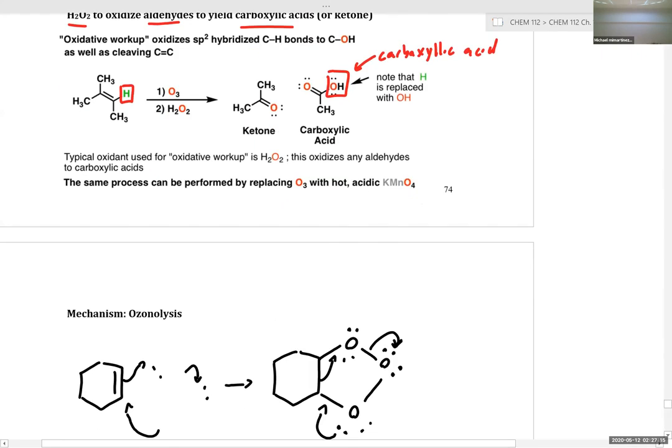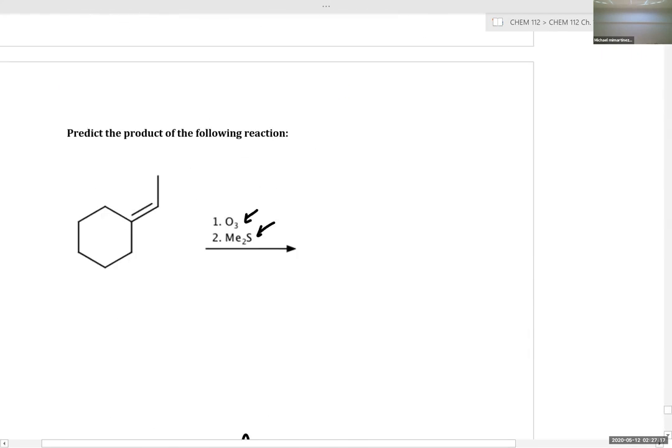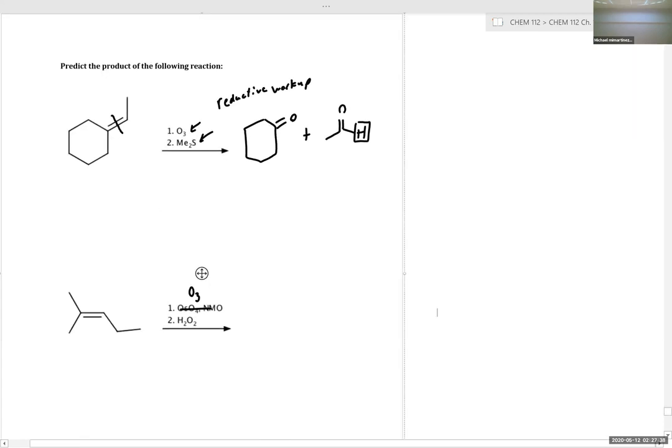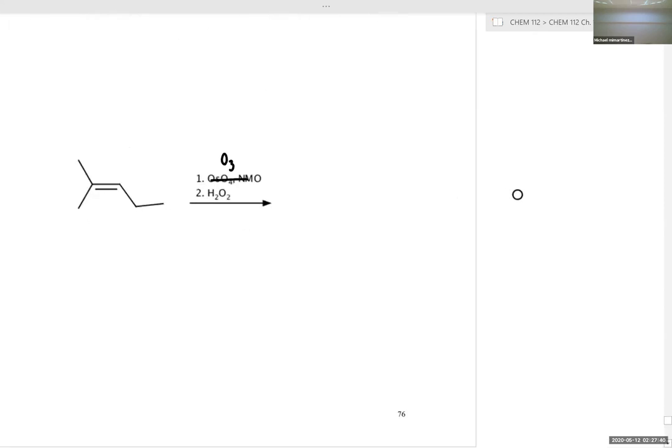Okay, so we're going to generate aldehyde and ketone products. So we're going to cleave our alkene, and we're going to generate a mixture of a ketone and an aldehyde because we perform this reaction under reductive workup conditions. Okay, let's look at this next example.